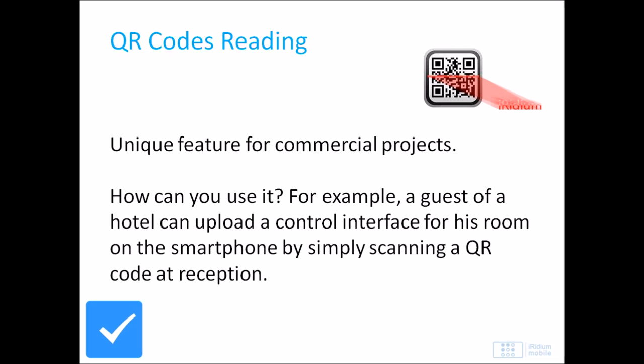A guest can upload a control interface for his or her room on the smartphone when he scans a QR code at reception. He simply needs to have i2 control on his iPad or Android tablet. He gets his project. With this project, you as an integrator can also set a time limitation for how long they can use it. So for instance, if they stay in the hotel for 5 days, this project will work exactly for 5 days only. So it also could be done.